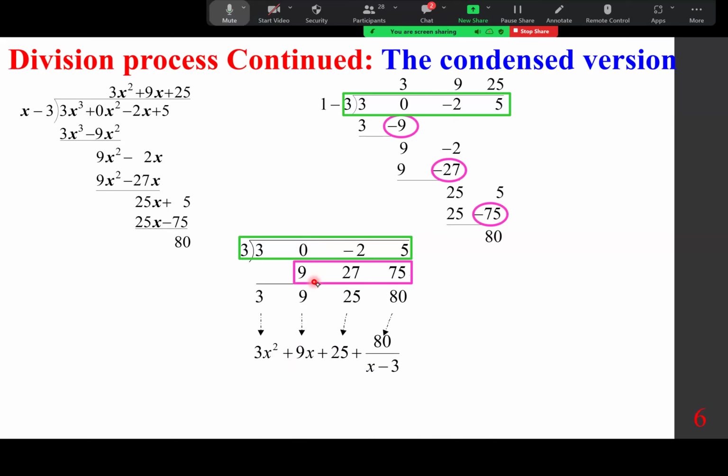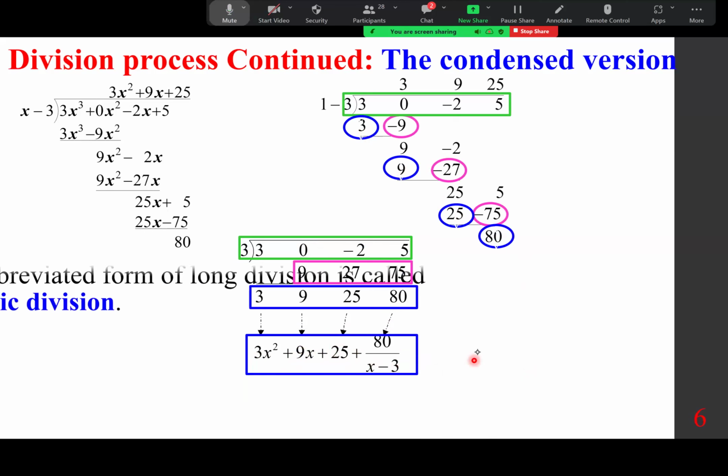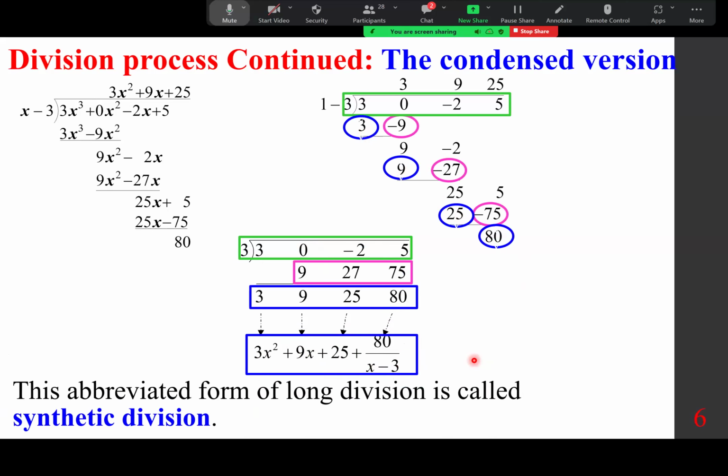However, with a different sign, because this has a negative, this doesn't. And these are the numbers that you find here. When you end up with the numbers, 3 means 3x squared, 9 means 9x, 25 means just 25, and 80 means 80 over x minus 3. This abbreviated form of long division is called synthetic division. Okay, everybody? Synthetic division.